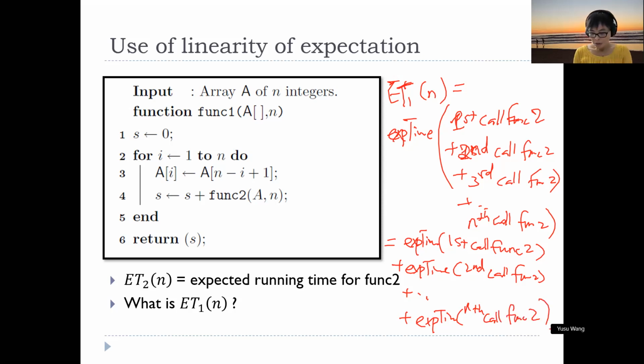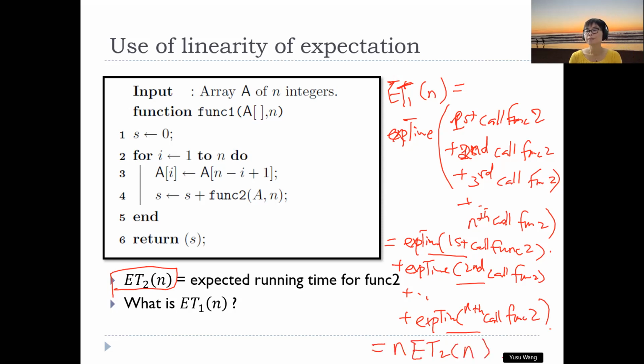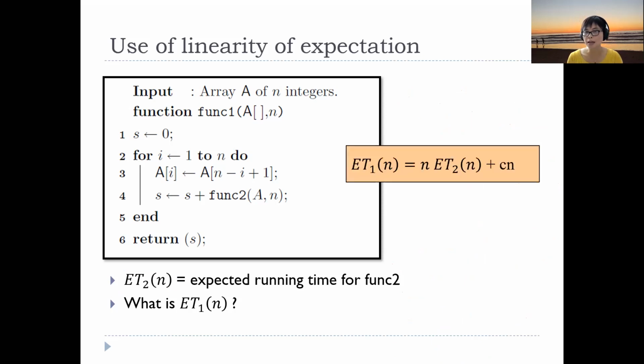Now if we assume that ET2 stands for the expected running time of function 2, then, because I'm calling this n times, this is the same as n times ET2 of n. That's a very simple use of linearity of expectation. This is what I just stated. I should also add a C of n because the other lines also take linear time.